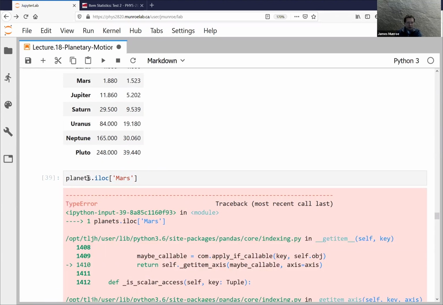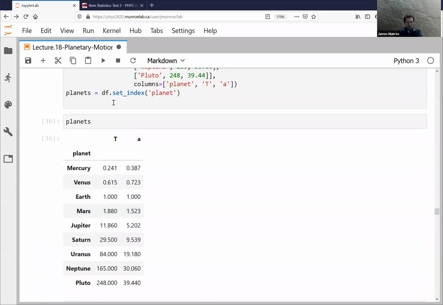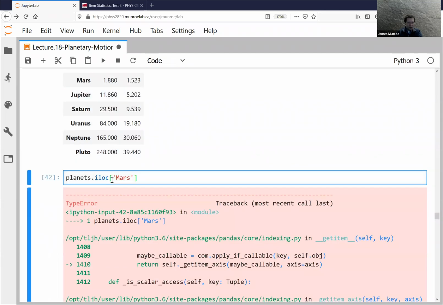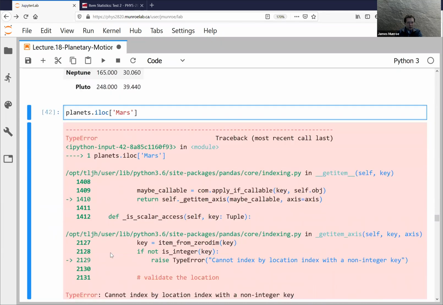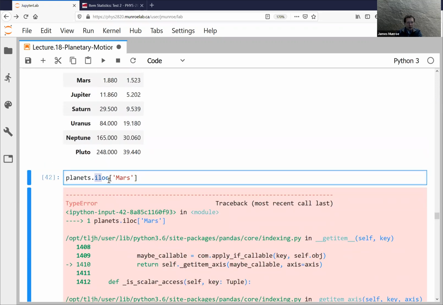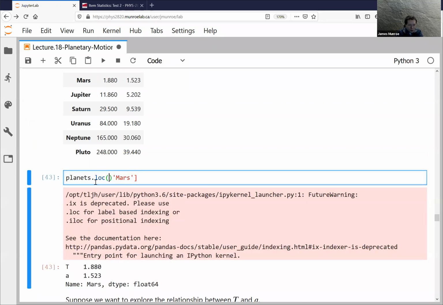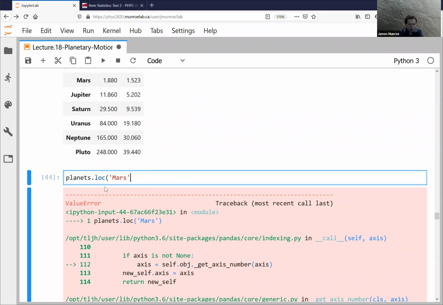planets. What? What am I doing wrong? Cannot index location with a non-integer key? Of course you can. Oh, sorry. I got you. I was flipping around. Let's try this again.